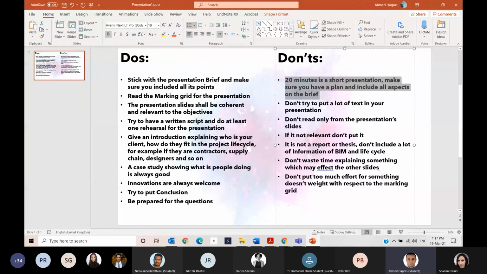Don't try to put a lot of text in your presentation. Don't read only from the presentation slides. If it's not relevant, don't put it. If it's not a report or thesis, don't include a lot of information about BIM and life cycle. Don't waste time explaining something which may affect other slides. Don't put too much effort into something that doesn't weigh much with respect to the marking grid.